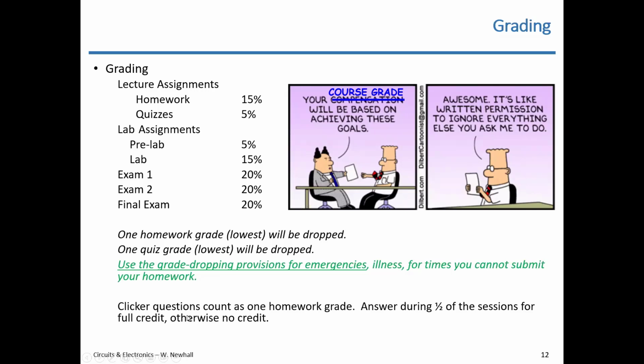Clicker questions will count as 1 homework grade. So what you have to do to get full credit for that clicker homework grade is provide an answer, right? Respond during at least half of the sessions where we have clicker questions. Okay, so if you answer at least half of those questions, you don't even have to get them right. If you answer, you'll get full credit. And if you get half minus 1, no credit. So please participate in class. And if there's any issues with that, let me know, if you have any special need there.